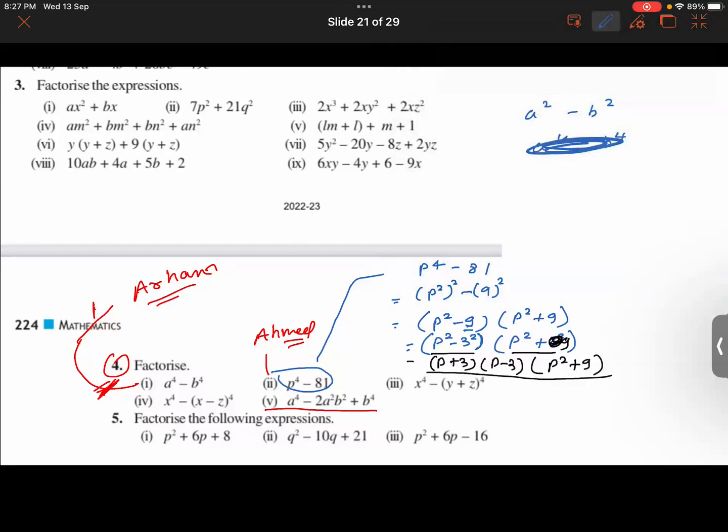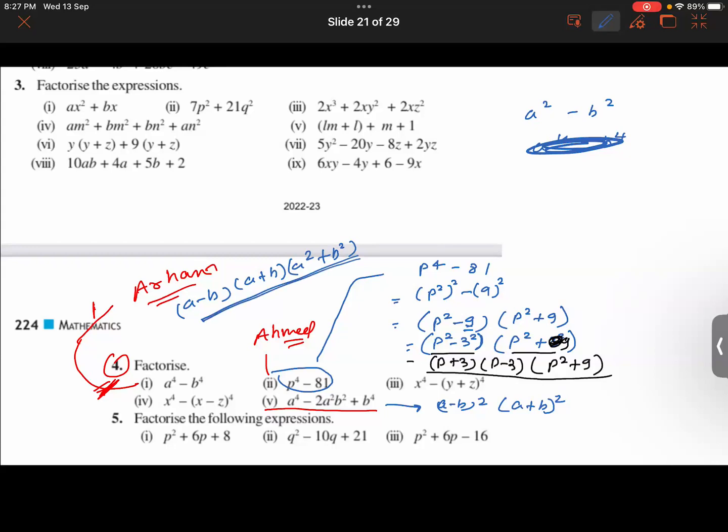Arhan, you solved the question. So it's a minus b whole square multiplied by a plus b whole square. Okay, good. That is correct. Okay, what about you, Arhan? Yeah, what is the answer? So it's a minus b, a plus b, and a square plus b square. Very good, guys. So that is correct.